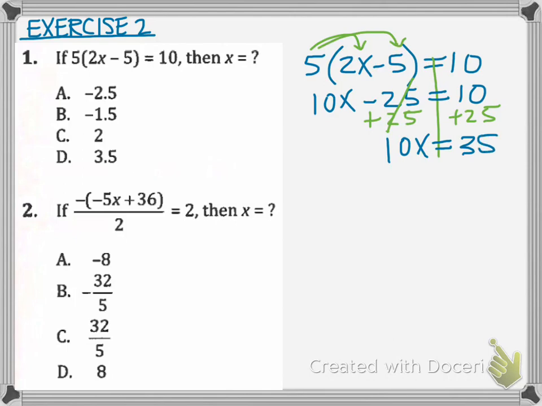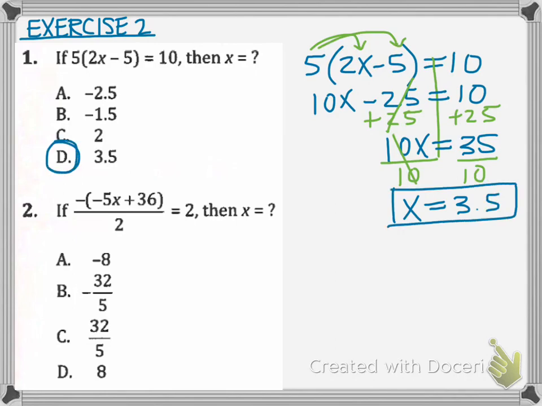And then the last thing we would do is get rid of the coefficient in front of our variable by dividing both sides by that number. 10 divided by 10 makes 1, or 1x, which is just x, and 35 divided by 10 is 3.5. So there is your answer to number 1.